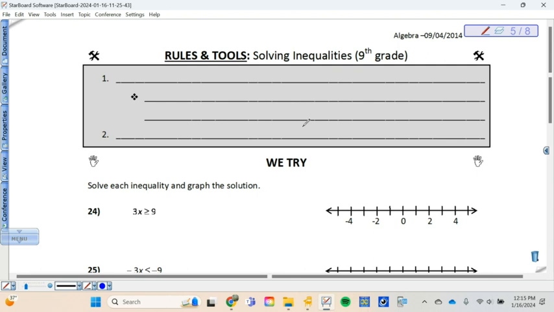But let's think about what we need to do when we solve equations. When we solve equations, we have to undo operations so that we can isolate the variable.